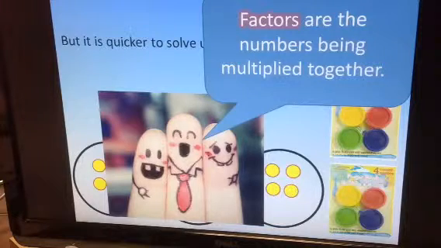Factors are the numbers being multiplied together. We talked about how in addition, the numbers being added together are called addends. In multiplication, the numbers being multiplied together are called factors. That's an important word to know for this unit.